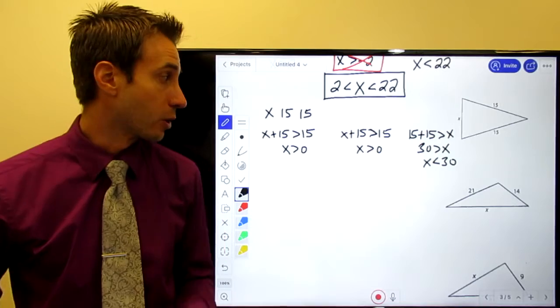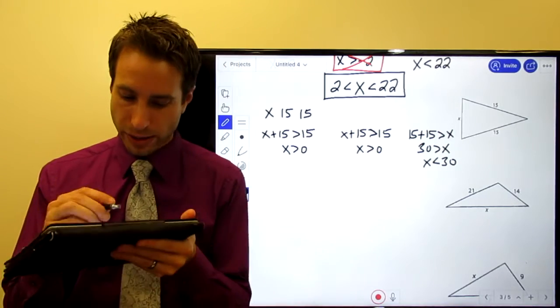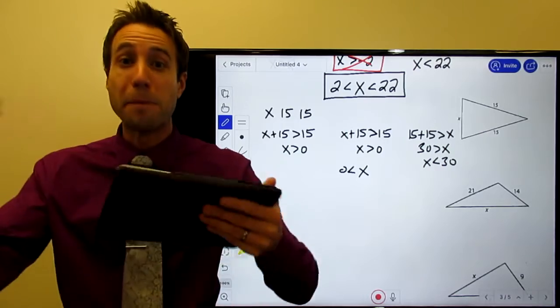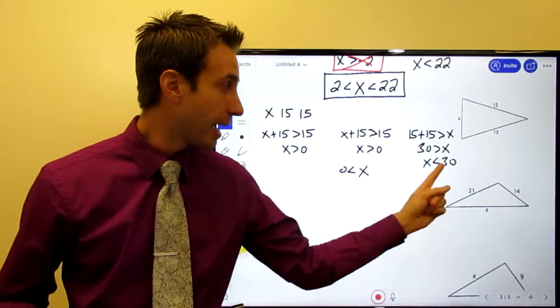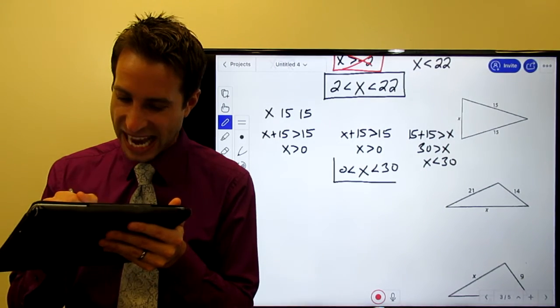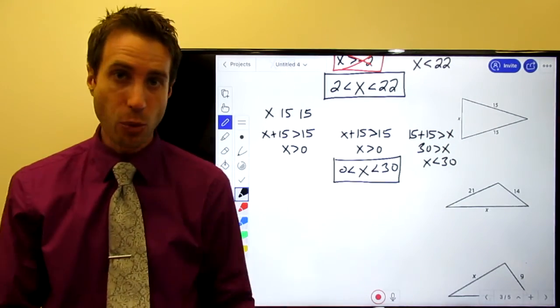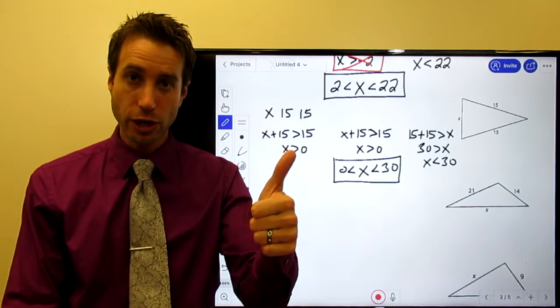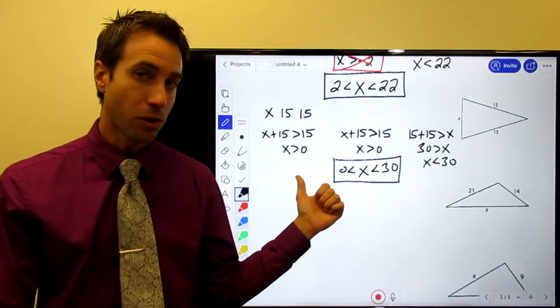And set up your inequality, right? x needs to be greater than 0. Put your x in the middle. Pick a number bigger than 0, but x has to be less than 30. So pick any number you want to. Any number you want, as long as it's between 0 and 30, you're good. It'll work. Pick a number smaller than 30.